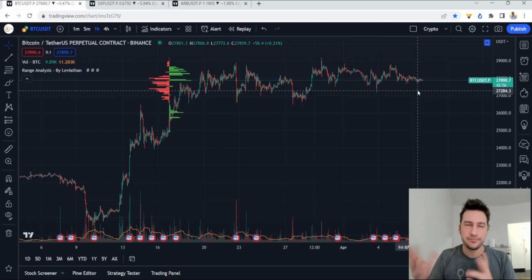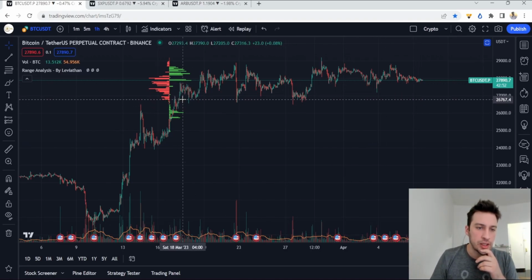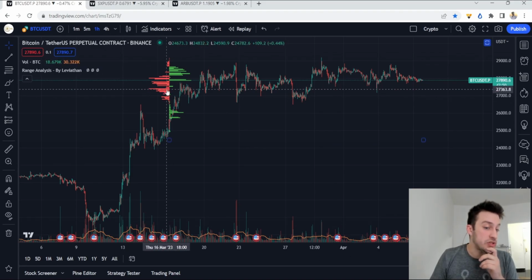Collapse being like dropping by a few $100s around that. And you can see that because there's just not that much open interest built here.